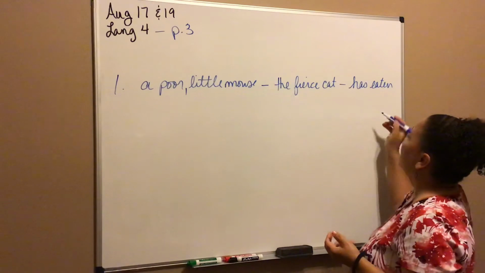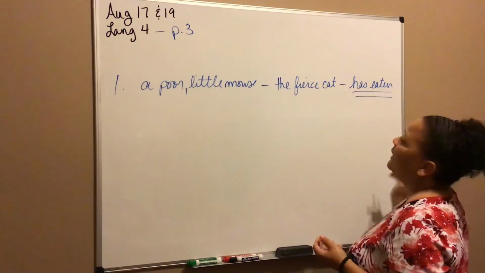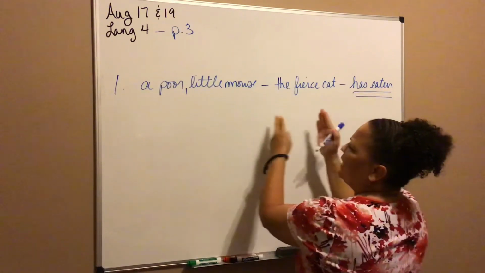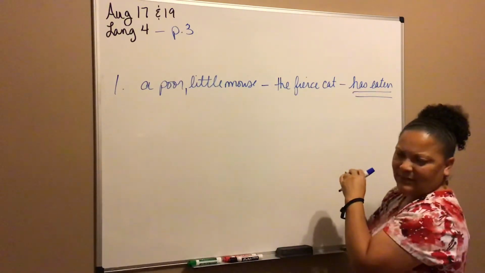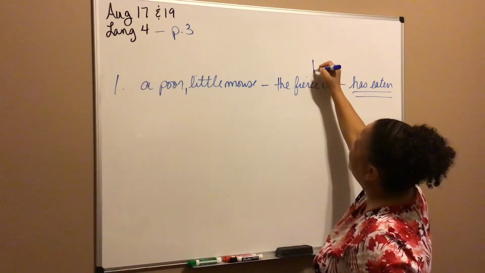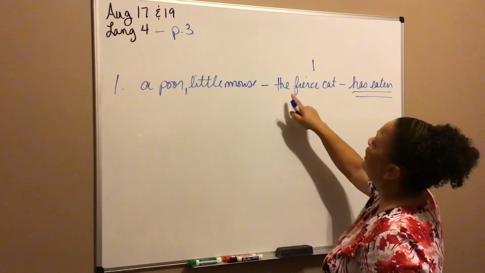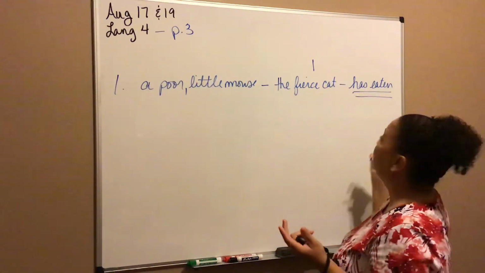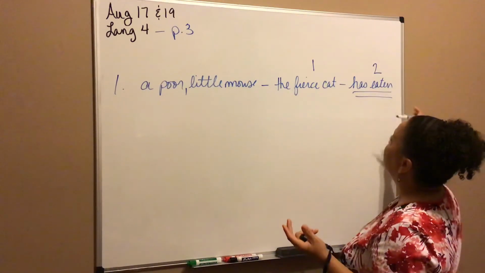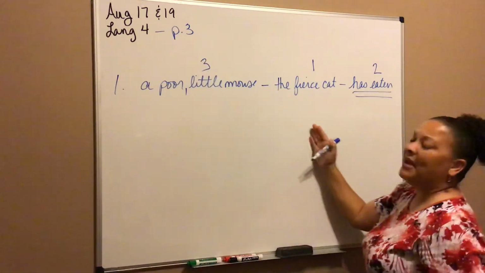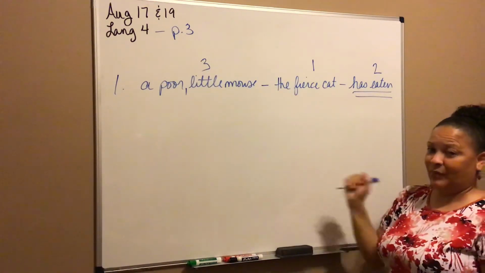We know that something has been eaten, right? Would the mouse eat the cat or the cat eat the mouse? Okay, so we would say this would probably come first. The fierce cat did what? Has eaten a poor little mouse. So this would make better sense, right?